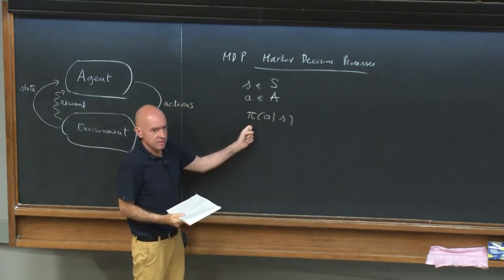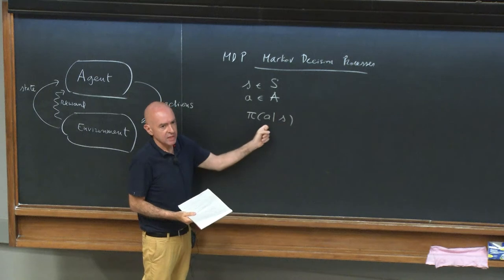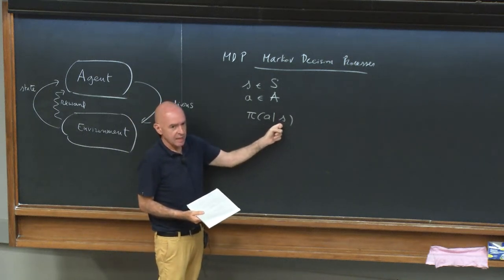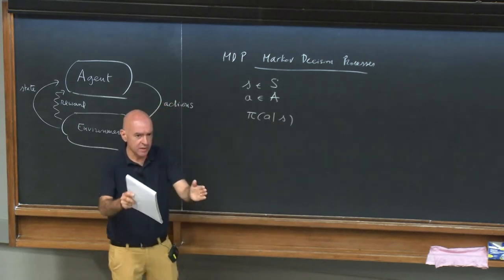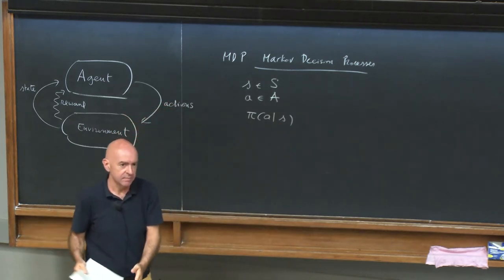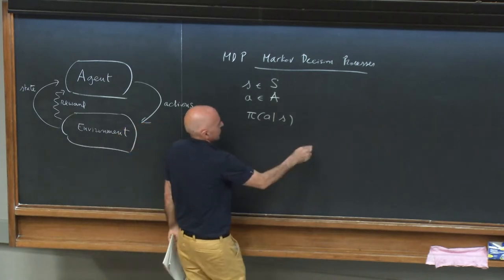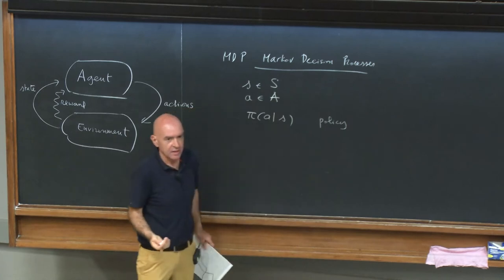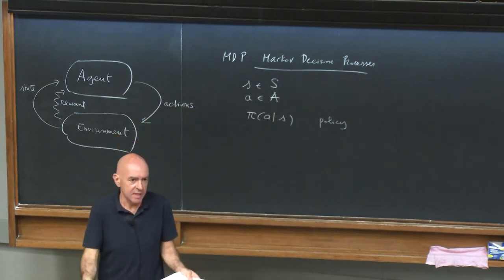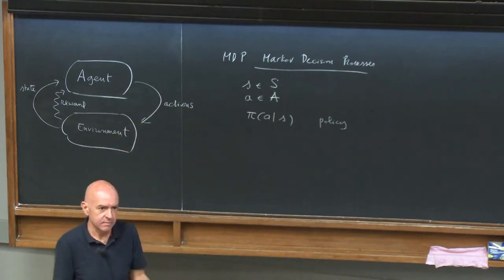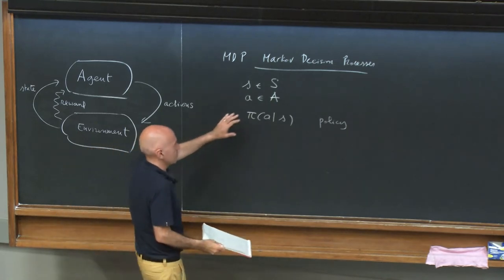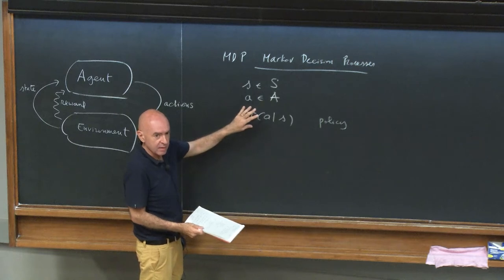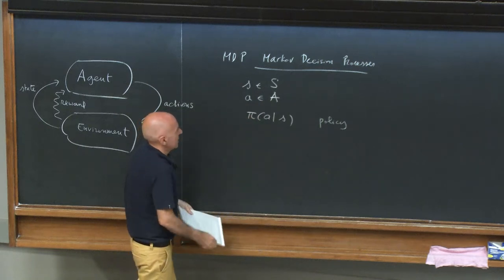a probability distribution for each state over the actions. It means that if you are in a state S, there will be a probability distribution over the possible actions that you can take. This quantity is called the policy. It's a strategy. It's a way to map the states into actions. But this will be something that we want to make as best as possible, depending on our specific interests.